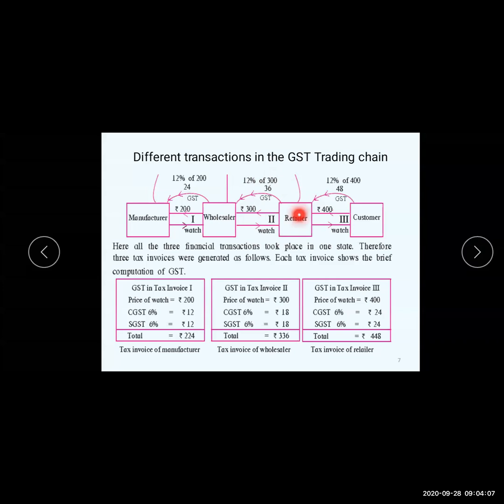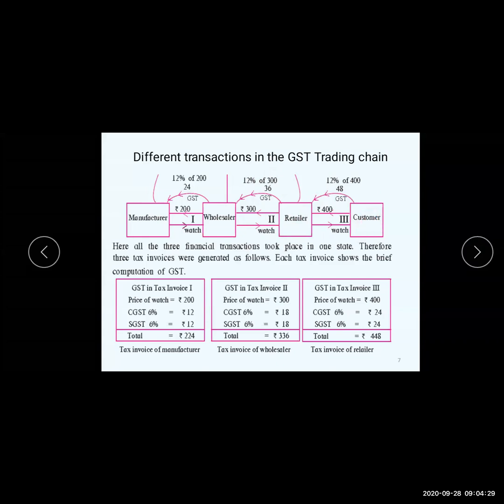Now the retailer is selling it to the customer at rupees 400, and at the same rate of GST, that is 12%. That is, 12% of 400 will be 48 rupees. So in this way, the watch is sold in the trading chain: manufacturer to wholesaler, wholesaler to retailer, and retailer to customer.